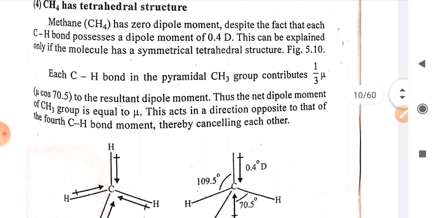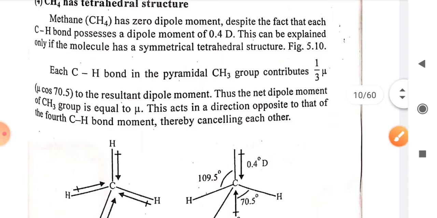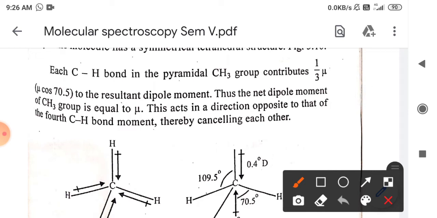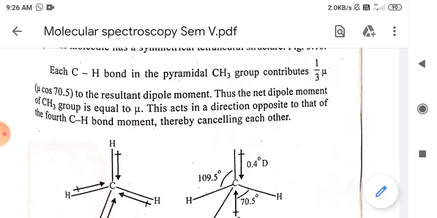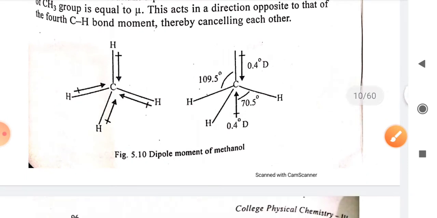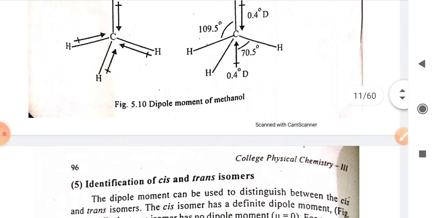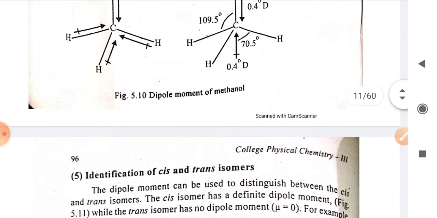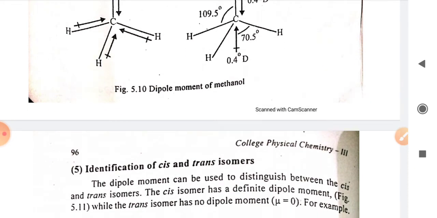Each C-H bond in the tetrahedral structure contributes one third of the overall dipole moment in the CH3 group, so the net dipole moment of the CH3 group is equal to the moment of one C-H bond, mu. This acts in the opposite direction to the fourth C-H bond, thereby cancelling each other. So overall, the dipole moment of three atoms is cancelled out by the fourth hydrogen atom.